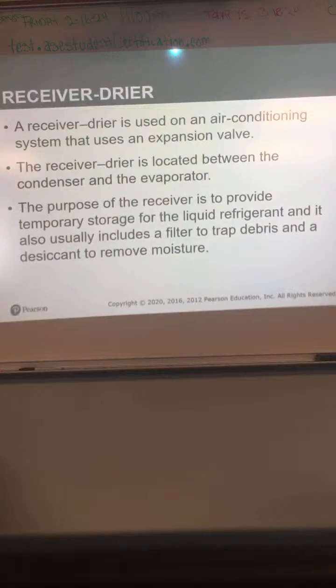Receiver dryer, used on an AC system with an expansion valve. Remember that. Also remember that it's located between the condenser and the evaporator. Its purpose is to provide temporary storage for the liquid refrigerant. It usually contains a filter to trap debris and a desiccant to remove moisture.